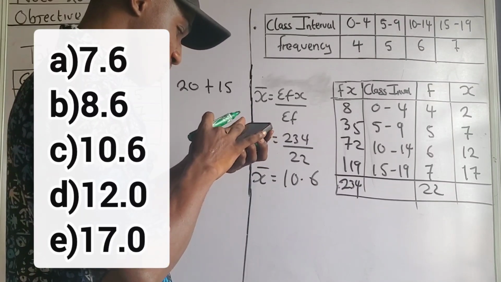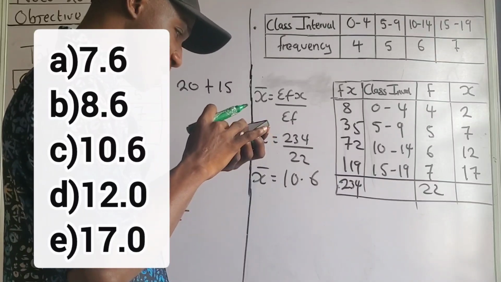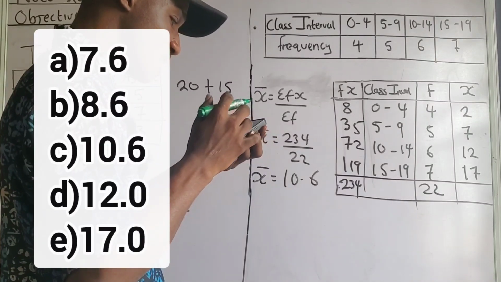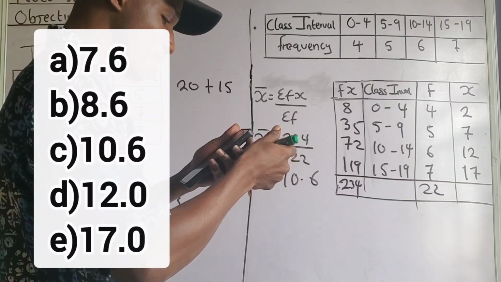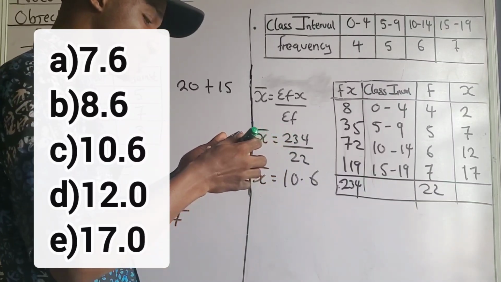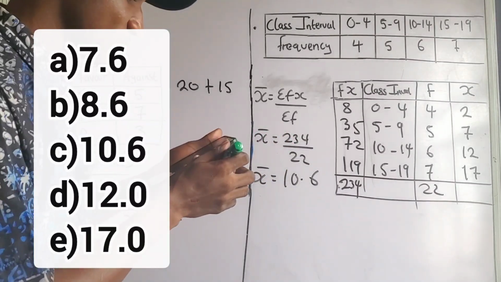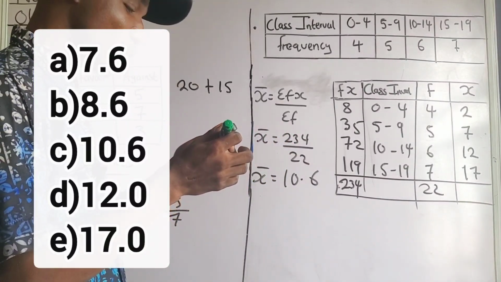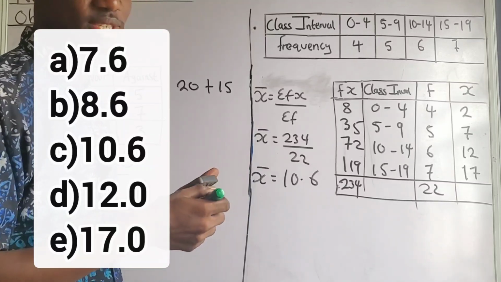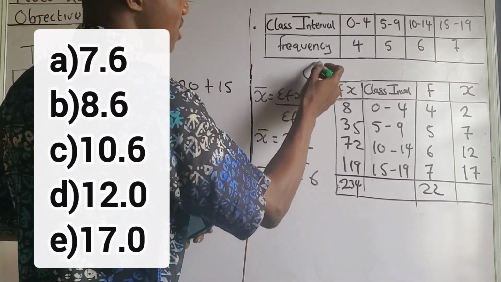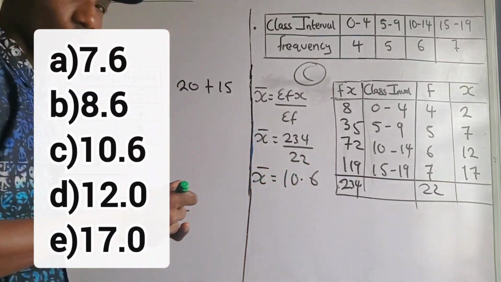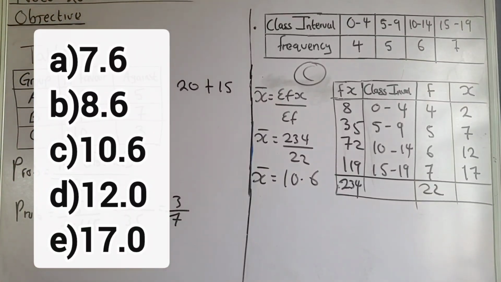Okay, let us look at the correct option to that question. Option A is 7.6, option B 8.6, option C 10.6, option D 12.0, option E 17.0. The correct option is option C, which is 10.6. Do you understand? Option C is correct. Okay, so let us make progress.